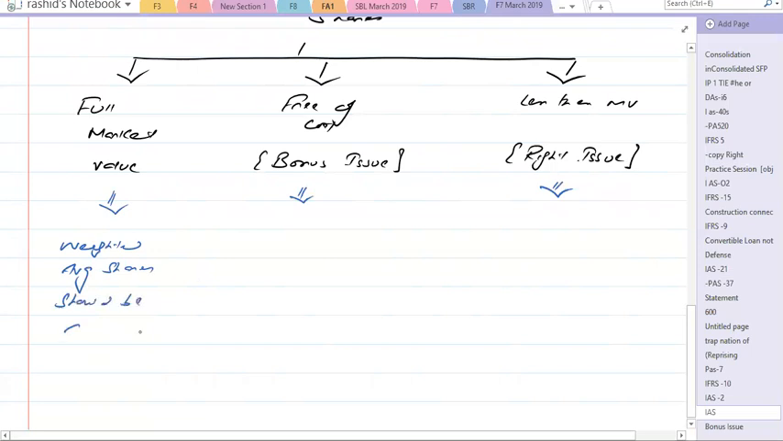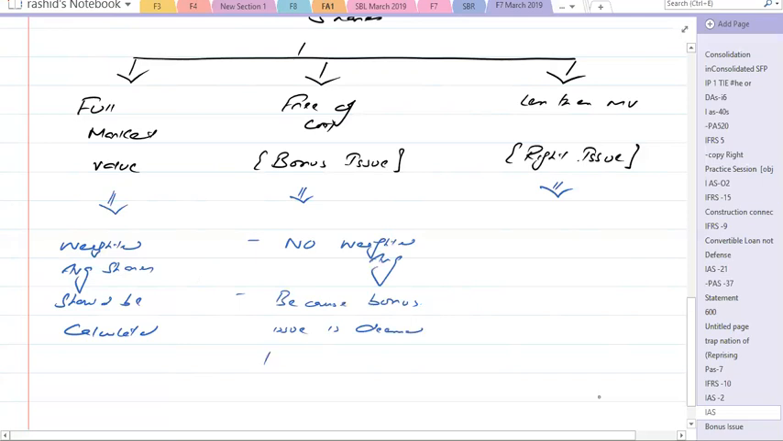EPS will be calculated based on the weighted average number of shares. But when there is a bonus issue, remember that you are not required to do the weighted average. Why is that? Because a bonus issue is deemed to occur at the start of the year.